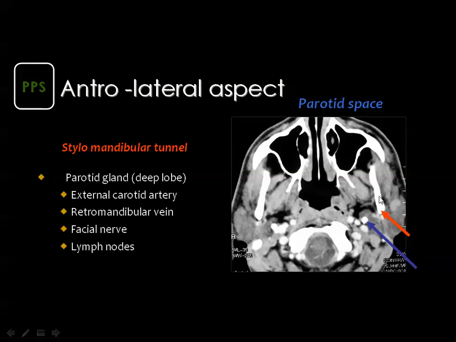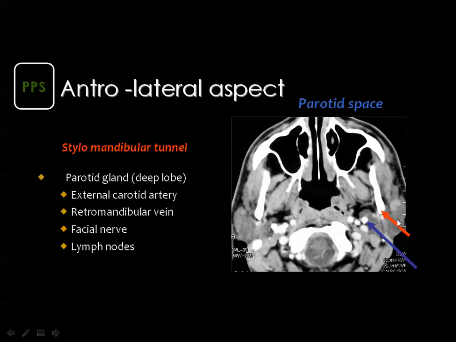This is the ramus of the mandible, and the blue arrow points to the styloid process. The styloid process divides the space between the ramus of the mandible and the cervical spine into 2 compartments. This compartment is known as the stylomandibular tunnel, and this compartment is known as the retrostyloid space. Then the stylomandibular tunnel is the space between the ramus of the mandible and the styloid process. It contains mainly the deep lobe of the parotid gland.